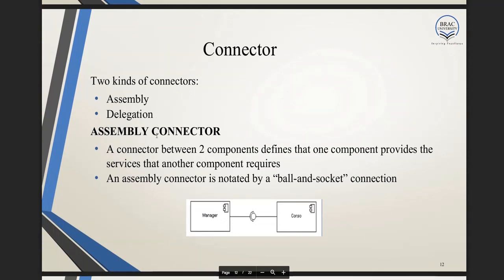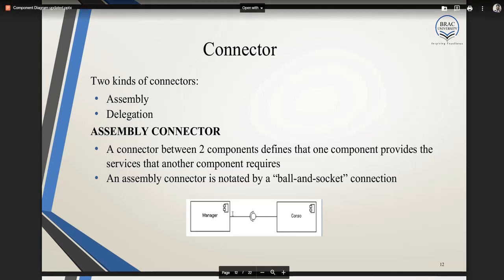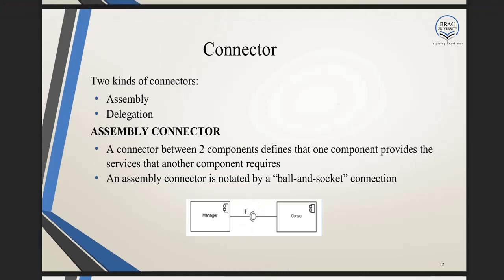Next, we have connectors. There are two types of connector. One is an assembly connector, another is a delegation connector. Assembly connector is where two components define that one component provides, another component requires. We have already looked at this type of connector, when the same interface is required by a component and the same interface is provided by another component. They are connected together through an assembly connector, and this notation is a ball and socket connection.